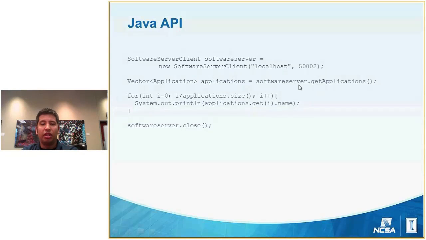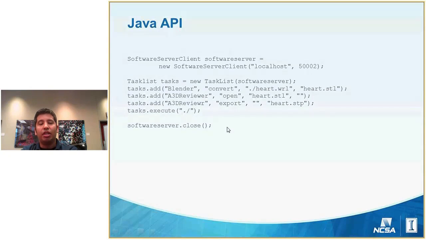Then you could query it for what applications it has. It's just a vector of these class things called an application. You get that from the software server, and then you can print them out and see what applications it has there or do something else with them.